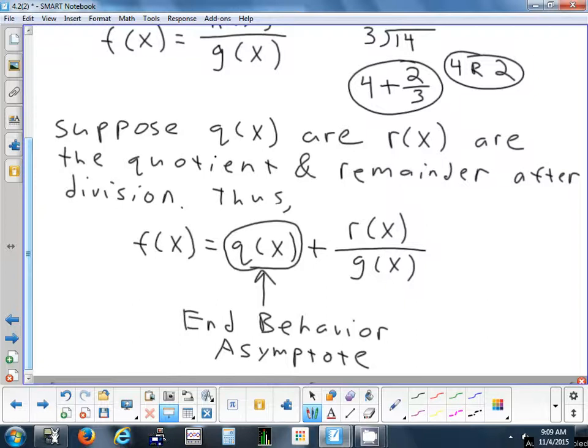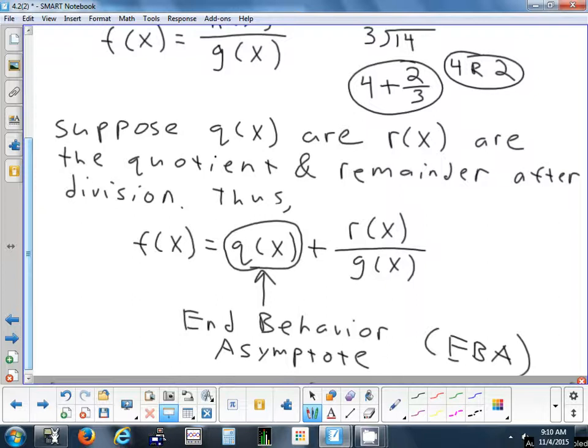So really, we're not doing anything new. We're using division, either synthetic or long division, that we already know how to do. We're writing down the quotient, and we're stopping. We don't need the remainder for this. So your quotient is called the end behavior asymptote, which I'll abbreviate EBA. So any questions on what the end behavior asymptote is? Just the quotient when you do long division.